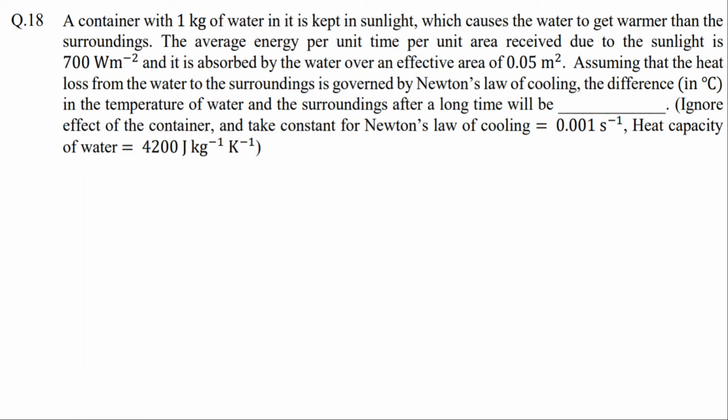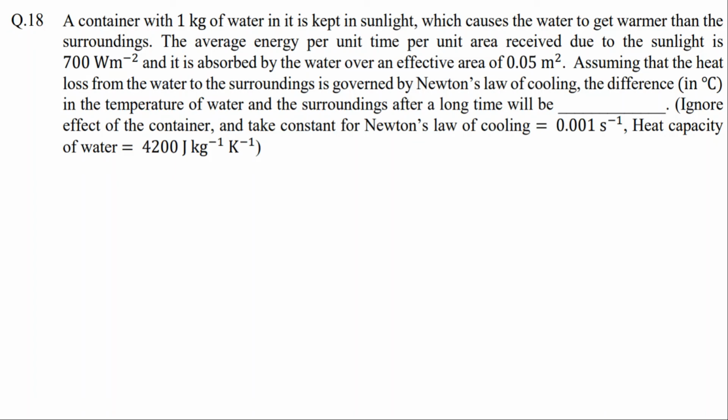It says that a container with 1 kg of water in it is kept in sunlight, which causes the water to get warmer than the surroundings. The average energy per unit time per unit area received from the sunlight is 700 watt per meter square, which means the intensity of the sunlight is 700 watt per meter square, and it is absorbed by the water over an effective area of 0.05 meter square. Assuming the heat loss from the water to the surroundings is governed by Newton's law of cooling, the difference in the temperature of water and the surroundings after a long time would be.